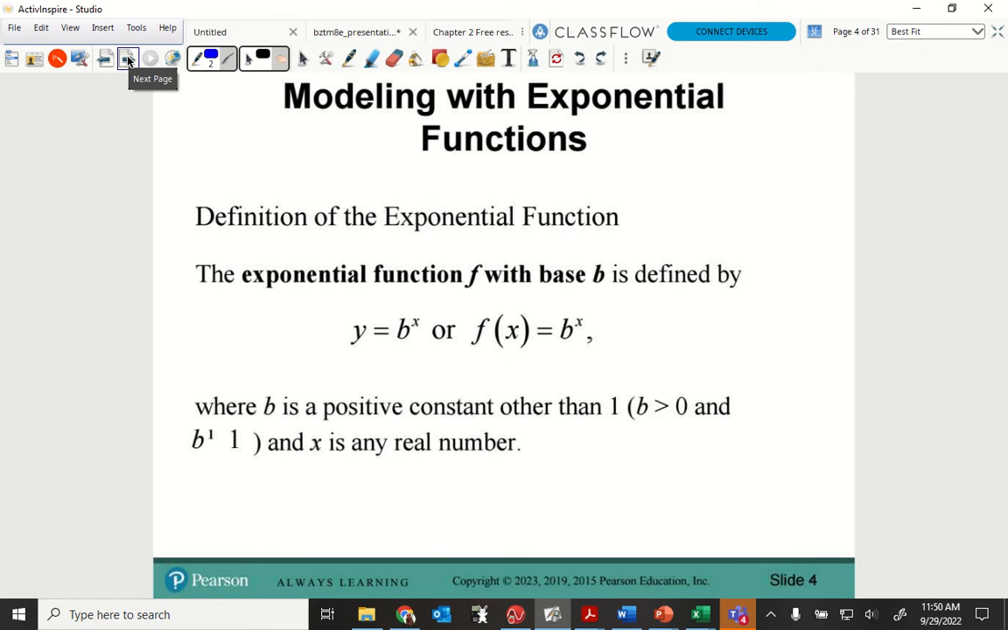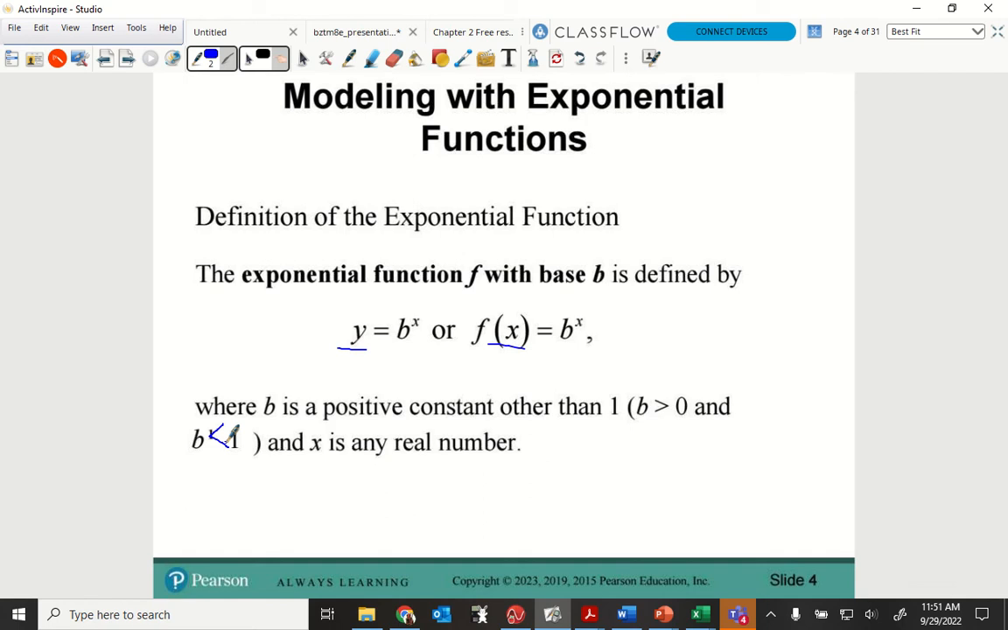So, linear regression. Next one. Exponential functions. Where y equals b raised to the x, or f of x, because these both mean the same thing. You're going to see them both on your assignment and your homework. Now, b is going to be a positive constant other than 1. So b is greater than 0, but less than 1.